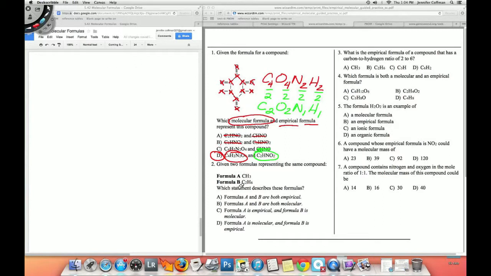Alright, let's move on to question number 2. I'm not going to erase that. I think I have enough room for now. Alright, question number 2. Given two formulas representing the same compound, formula A, CH3, and formula B, C2H6.